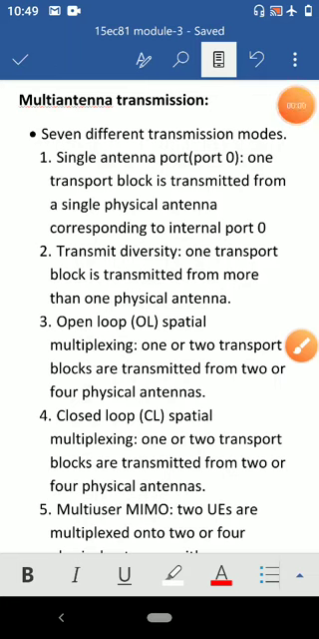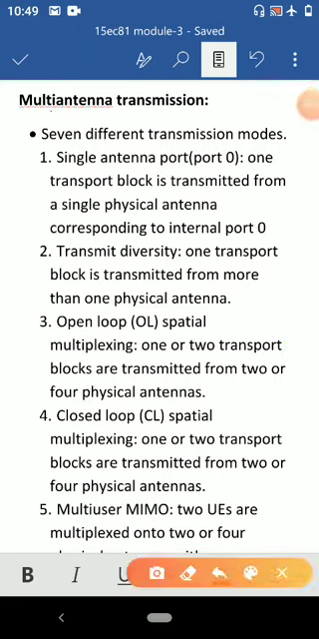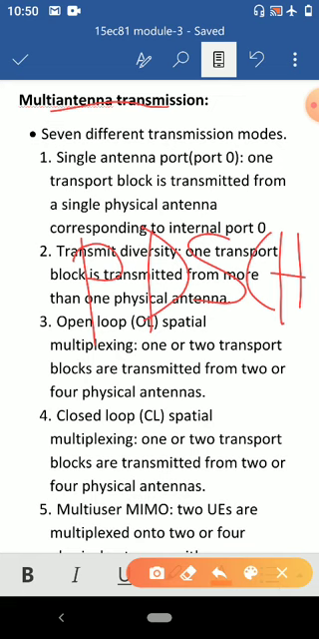Hello dear students, here I am going to discuss about multi-antenna transmission. There are 7 different transmission modes defined for data transmission on the physical downlink shared channel, that is PDSCH.